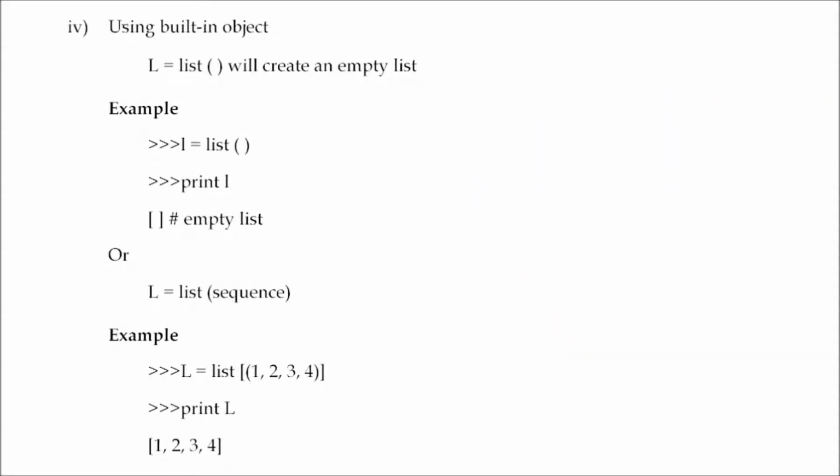You can use the built-in object also. So if you make L equal to list followed by the parenthesis, it will create an empty list. For example, if you say L equal to list, this will create an empty list. If you print L, it will be just an empty list. It will not show anything.